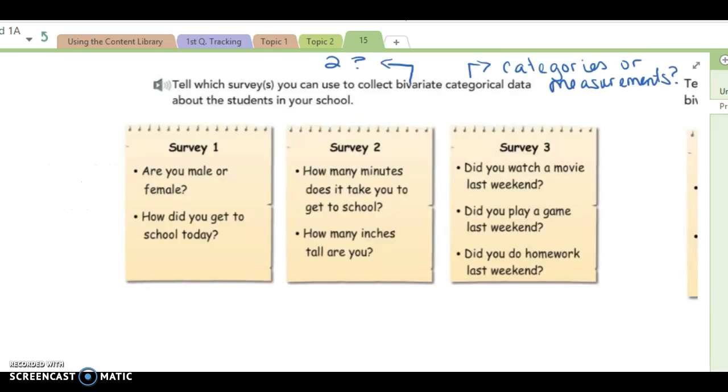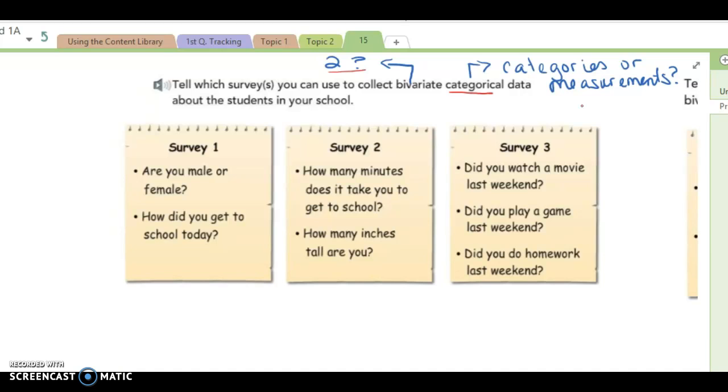Okay, so the next section, they want to know, are you using or are you collecting bivariate categorical data? And here I have put at the very top what you need to know. So if you are looking for bivariate data, you're looking for at least two different questions, because bi means two. So two different questions. Categorical data means, are you asking for categories like yes or no, football or baseball, that type of thing, or are you asking for measurements? If you're using measurements, like how old are you, then that's going to be measurement data. So that's not going to be what we're looking for.